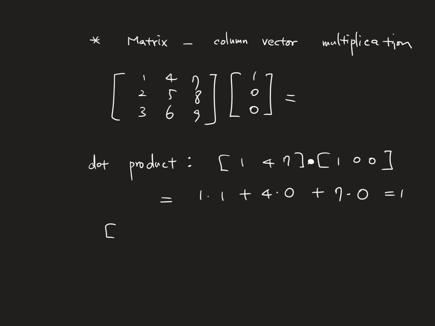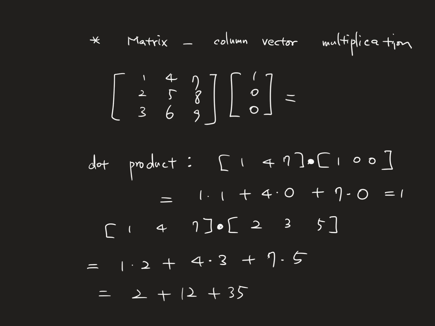Another example is 1 4 7 and then 2 3 5. The dot product between the two vectors is 1 times 2 plus 4 times 3 plus 7 times 5. Okay, so it's 2 plus 12 plus 35. So this is called the dot product. When you do a dot product, what we have is a scalar. Two vectors, dot product, what we have is a scalar.